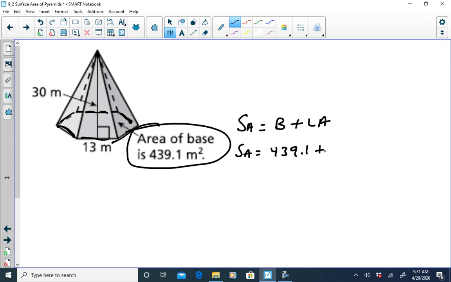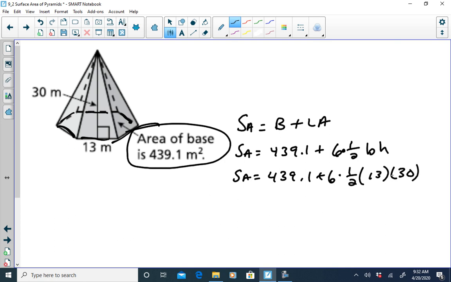439.1. So then we need the lateral area. But how many triangular faces will you have for that lateral area? Well, if the base is a hexagon, which has 6 sides, that means you're going to have 6 times 1/2 base times height, because you're going to have 6 triangular faces. So your surface area is going to be equal to the 439.1 plus 6 times 1/2. Well, what are the base and the height? Looks like that's going to be 13 times 30.